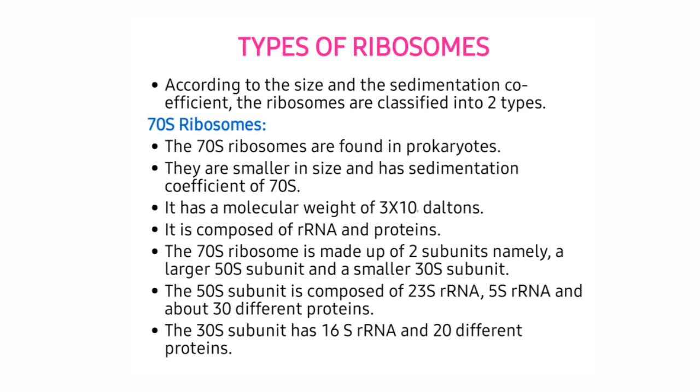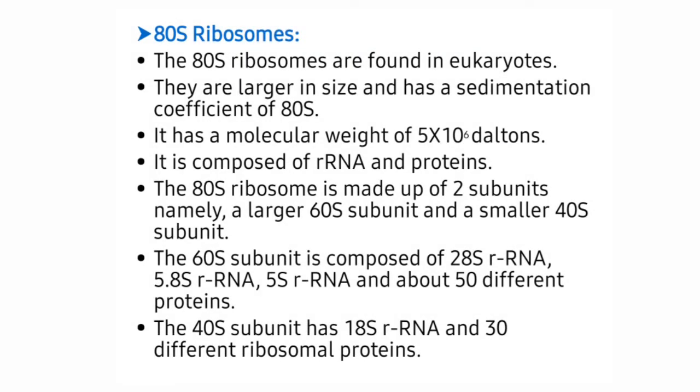The 50S subunit is further made up of 23S rRNA and 5S rRNA, and it contains about 30 different proteins. The 30S subunit has 16S rRNA and contains 20 different proteins. These are the characteristic features of 70S ribosomes. Coming to the 80S ribosomes, they are found in eukaryotic cells.